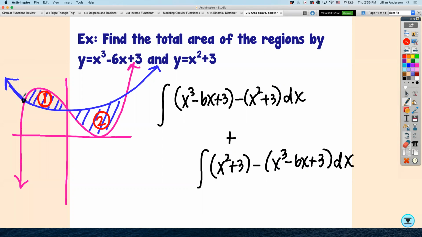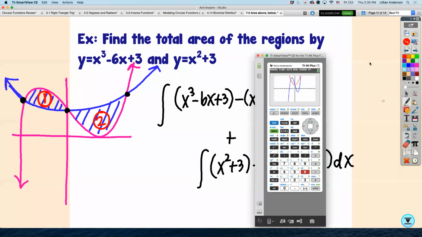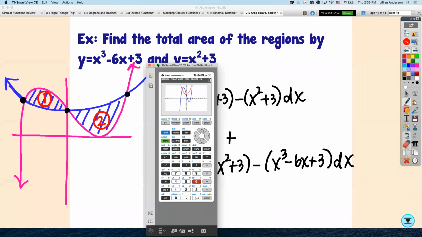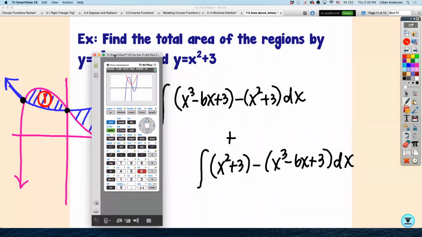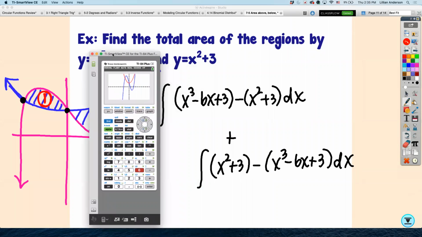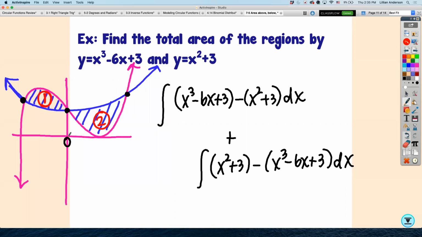I have an intersection point here, here, and here, roughly on my sketch. But I can find it more specifically using my calculator. Oh, yeah, I have a zero. So 0 is one of them? I think there is an intersection at 0. So I have an intersection point at 0. That's the upper bound of my first integral and my lower bound of my second integral.